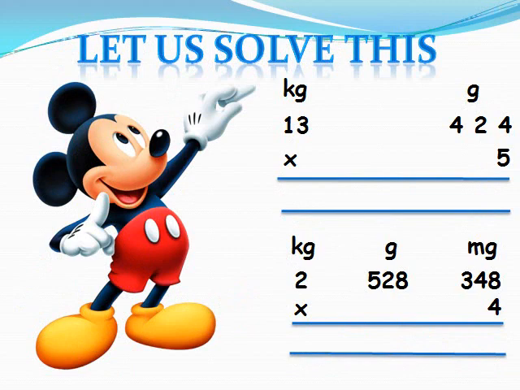Kilograms and grams. We're trying to multiply 13 kilograms 124 grams by 5. Let's multiply them by 5 now. So we have 5 times 4 gives what? 5 times 4 gives 20. So we write 0 and carry 2. Very good. 5 times 2 gives you what? 10 plus 2, 12. Wow. So we write 2 and carry 1.